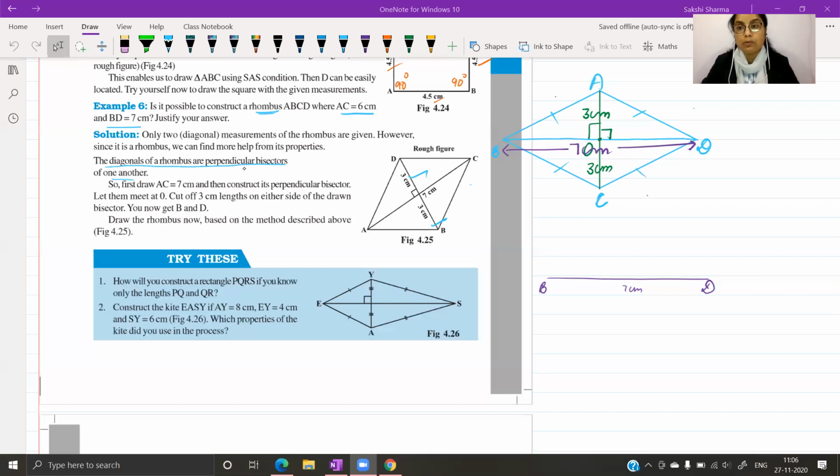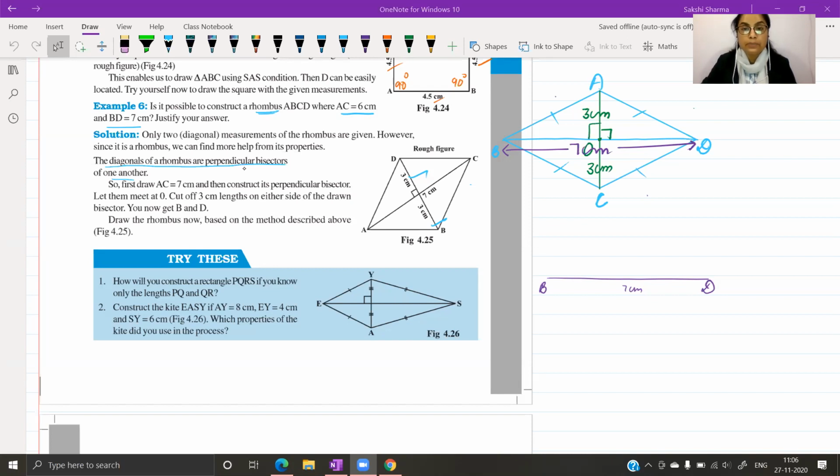Then we want to find out the midpoint because that's the point where the other diagonal will pass through. Because the diagonals bisect each other, the point of intersection will be common. We would like to obtain the midpoint for this, and we are going to construct the perpendicular bisector. I hope you remember how to construct the perpendicular bisector. You open the compass more than half the line segment. So if by approximation, this looks like the midpoint of BD, right here, we think this is the midpoint.